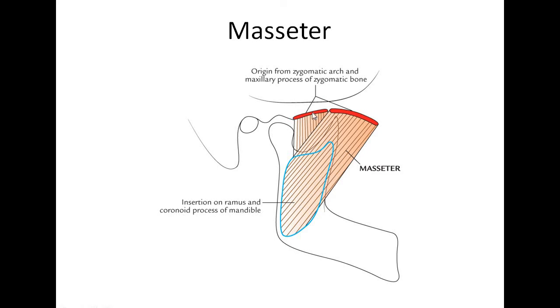The middle fibers originate from the posterior part of the lower border of the zygomatic arch, and the deep fibers originate from the inner surface of the zygomatic arch. They are inserted at the lateral surface of the ramus of the mandible. The nerve supply is by the masseteric nerves, which are branches of the anterior division of the mandibular nerve, and its action is to elevate the mandible.